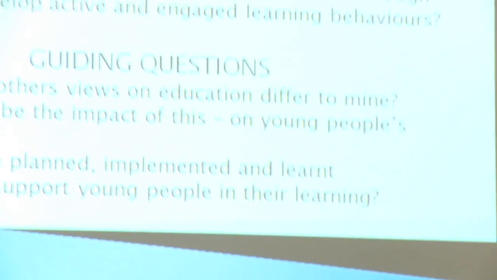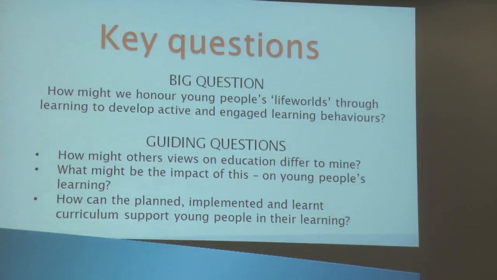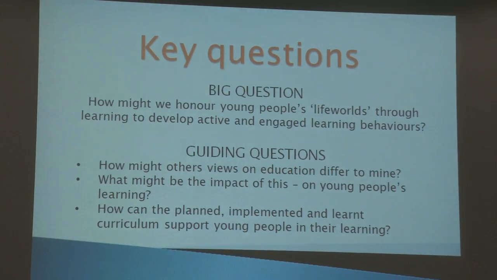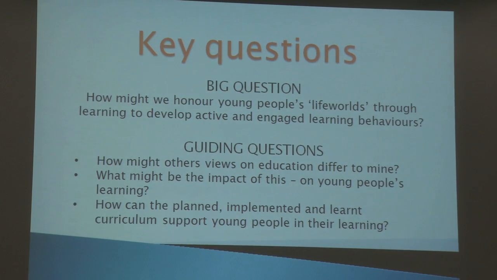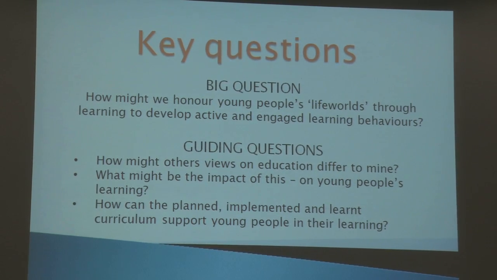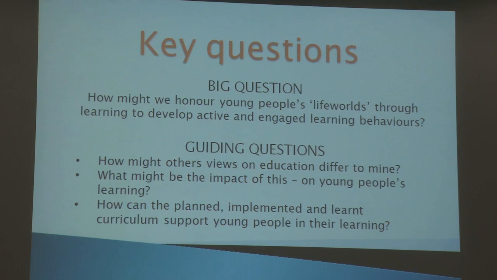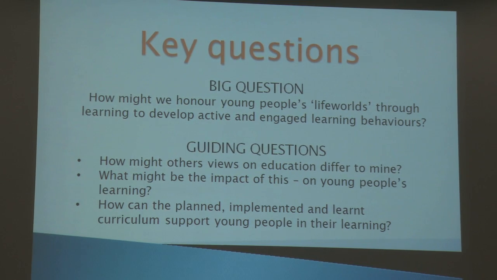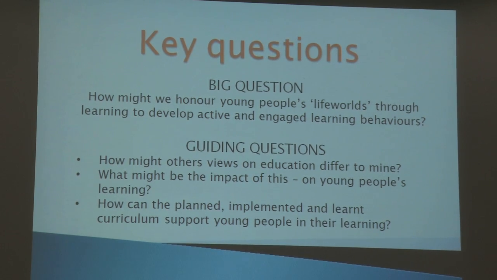So a couple of big questions that we're going to keep touching on as we go through today. How might we honour young people's life worlds through learning, and develop active, engaged learning behaviours? It's about changing behaviours. As I said, we can't control their outside life worlds, but the best way for us to help control their learning world is to plan carefully, to think about it in a reflective way, and to come up with tools that can connect them to their outside world, so we understand what's going on in their life and how it impacts on their learning world.